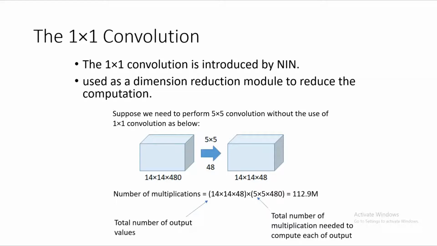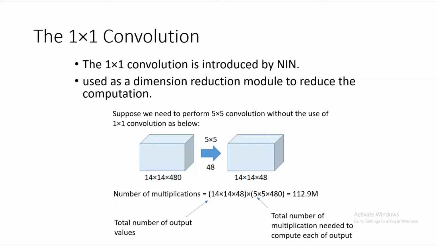Now we have 48 filters here, and because the output has 48 channels, we need to compute 14 by 14 by 48 output values, and for each of them we need to do this much multiplication, which is 5 by 5 by 480.